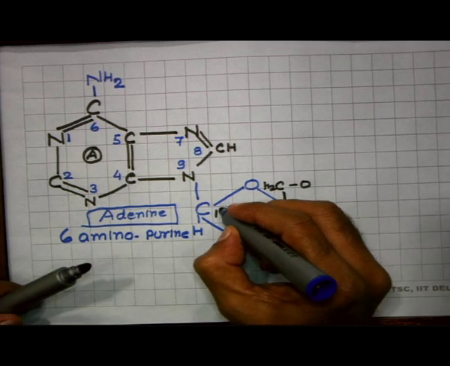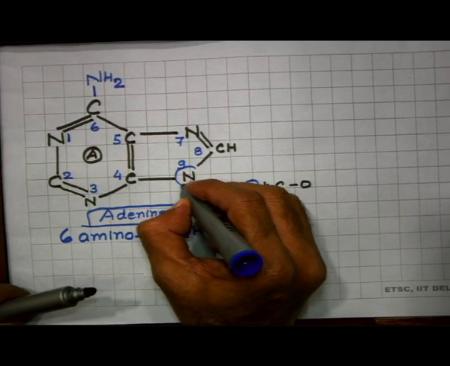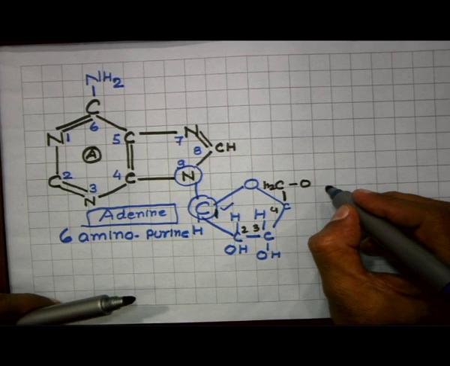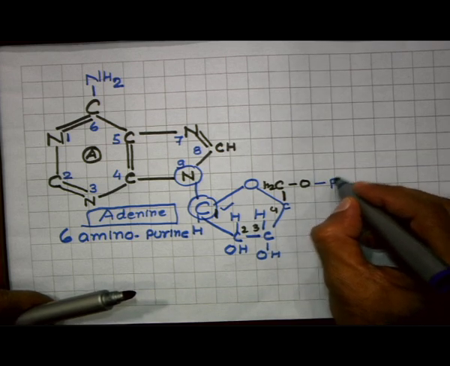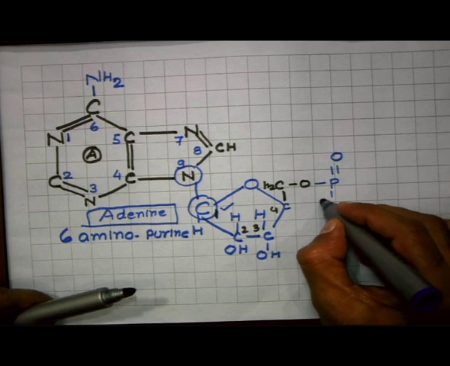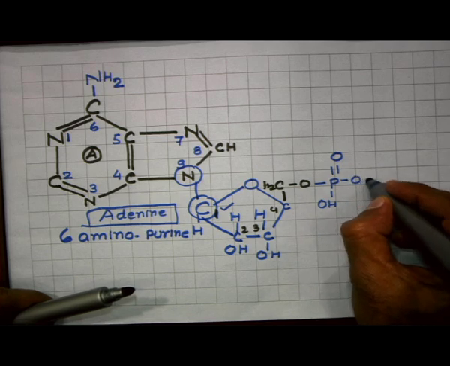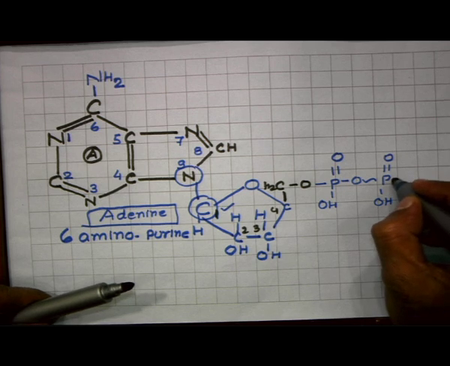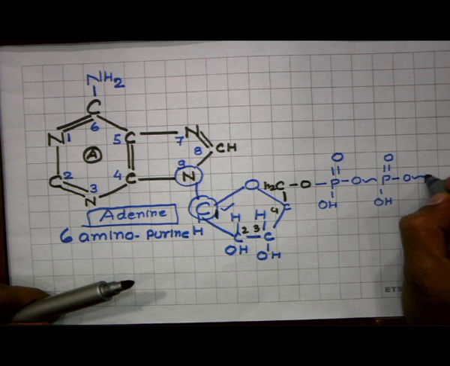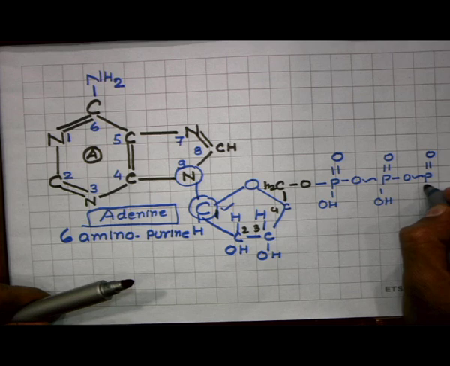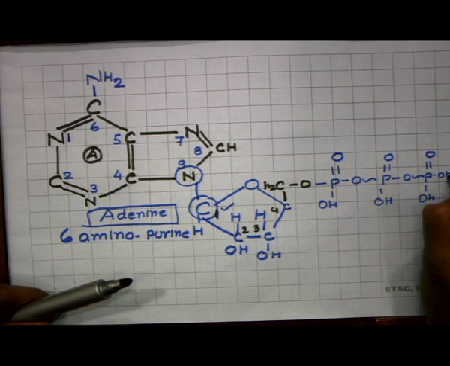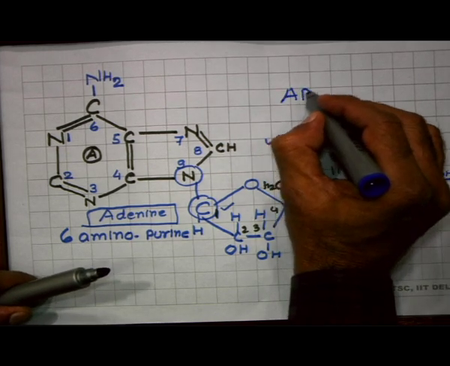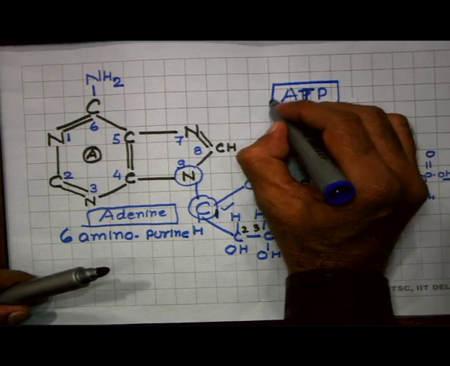The first carbon of ribose is attached with the 9th atom of nitrogen of the adenine, then 3 phosphate groups are going to be attached in the form of phosphoric acid. H3PO4 is written in this form. So, you can easily understand. This is the structure of ATP, which has 3 phosphate molecules.